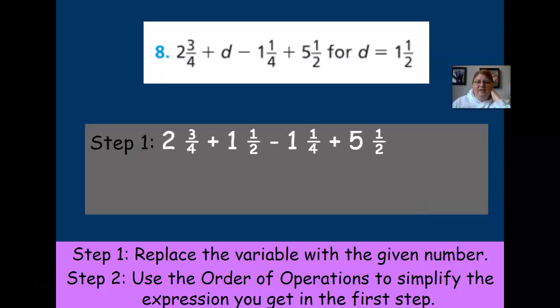Okay, so this is what it should look like. You're going to start working from left to right because this is addition and subtraction and they're both on the same level of order of operations, but you always work them left to right. So you would do 2 3/4 plus 1 1/2. Okay, and then you'll take that sum and subtract 1 1/4, and then take that difference and add 5 1/2. That should have given you 8 1/2.